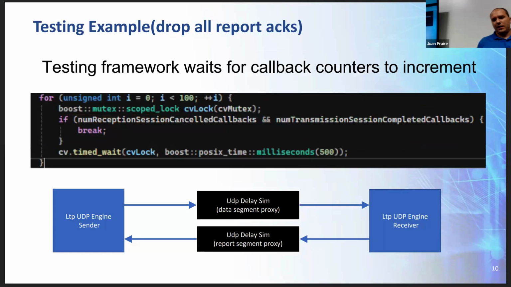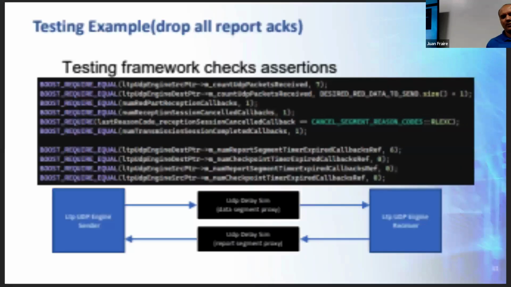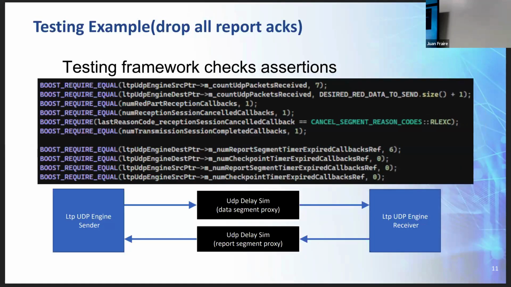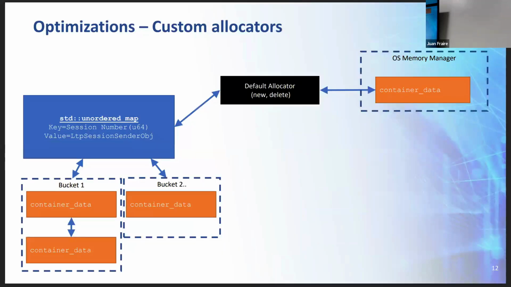And then within our framework, in order to check our assertions, we're going to first wait for these expected counters to increment. And once that happens, we can then check a bunch of assertions. I'm not going to run through all of these for the sake of time, but standard assertions that you would write in a framework.